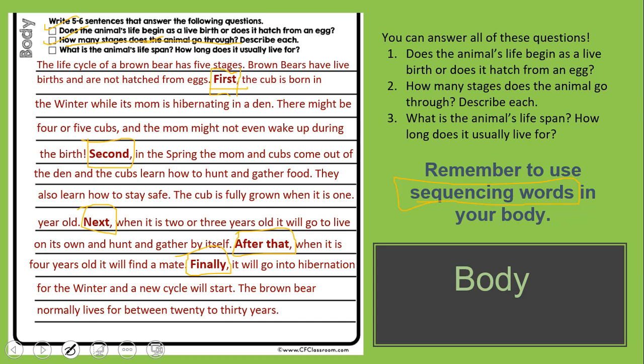And then the last question is, what is the animal's lifespan? How long does it usually live for? So we have the brown bear normally lives for between 20 to 30 years. So all of my questions have been answered. So let's see if I have enough sentences now.